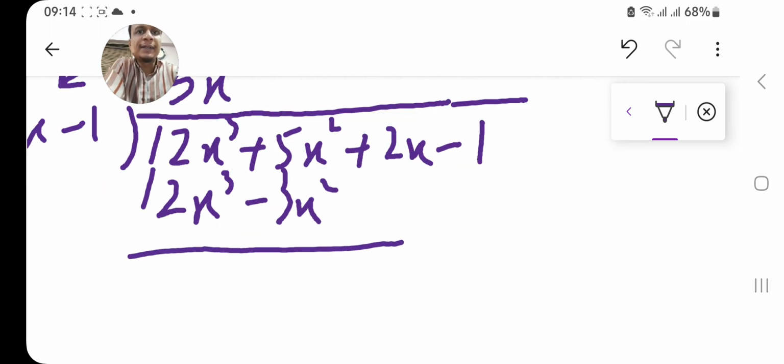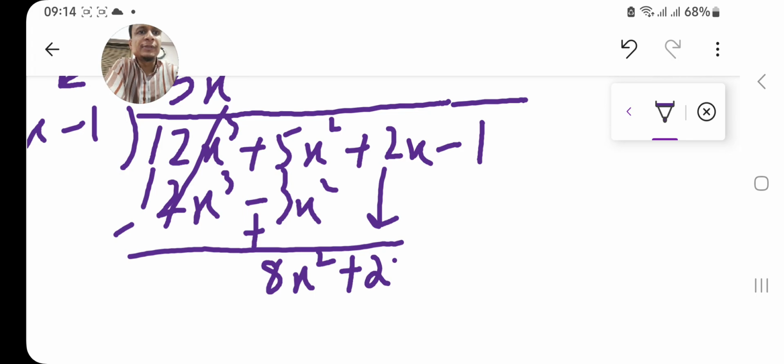Now subtract, as I showed you in the previous question. Plus becomes negative, negative becomes positive. The first term always cancels out. Plus 5 plus 3 is 8x square. This goes downward. This is plus 2x minus 1. Both of them go downward.